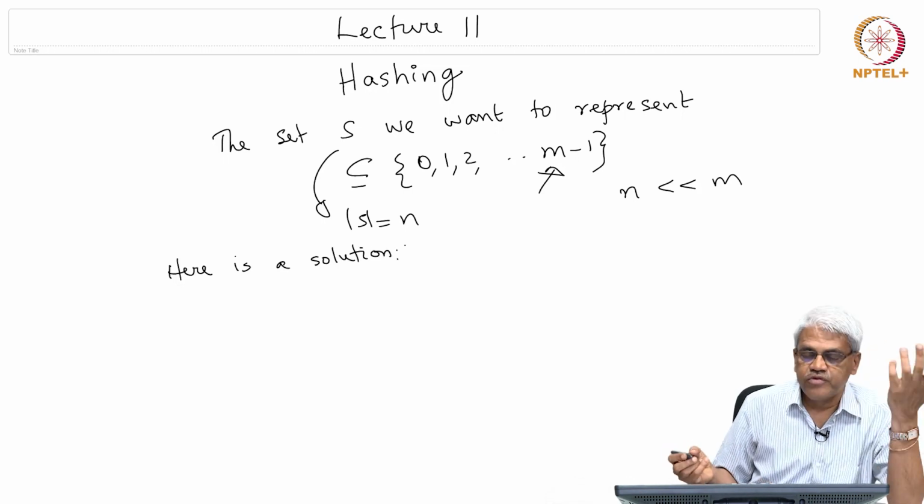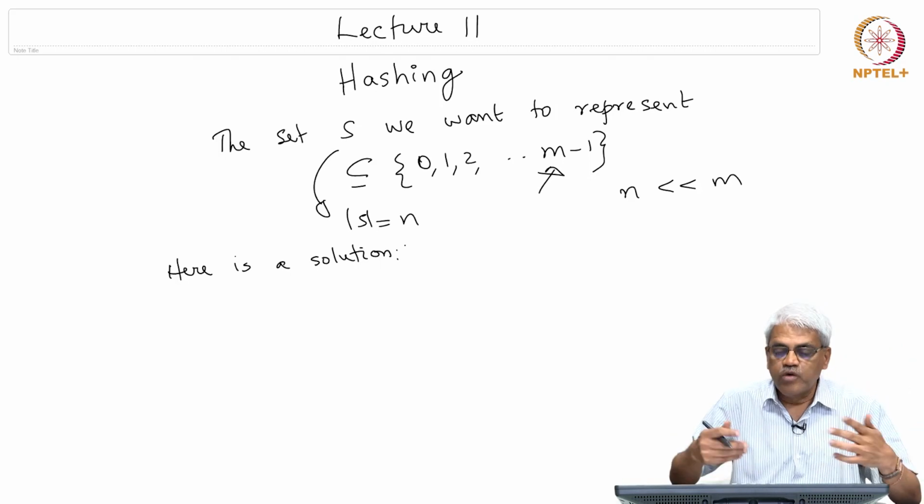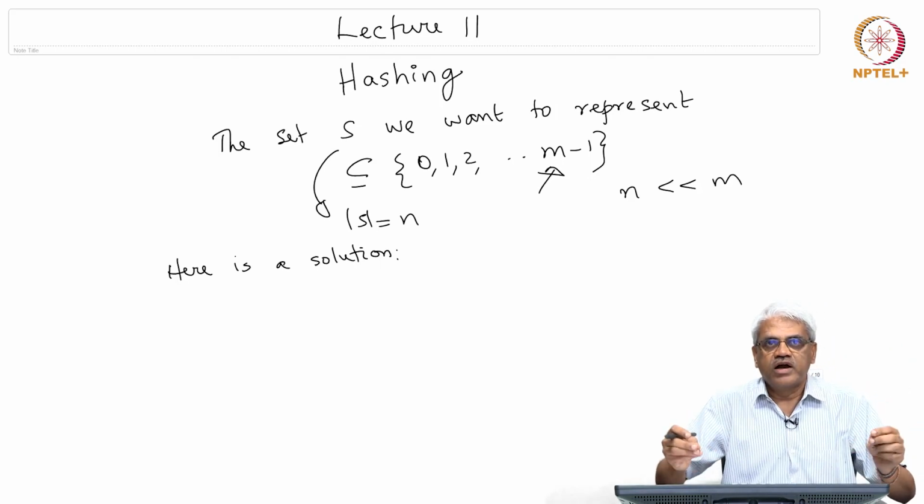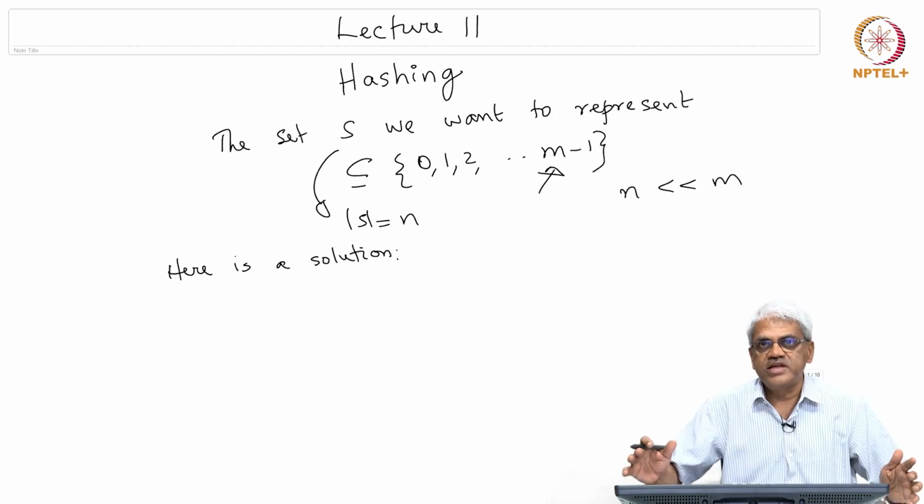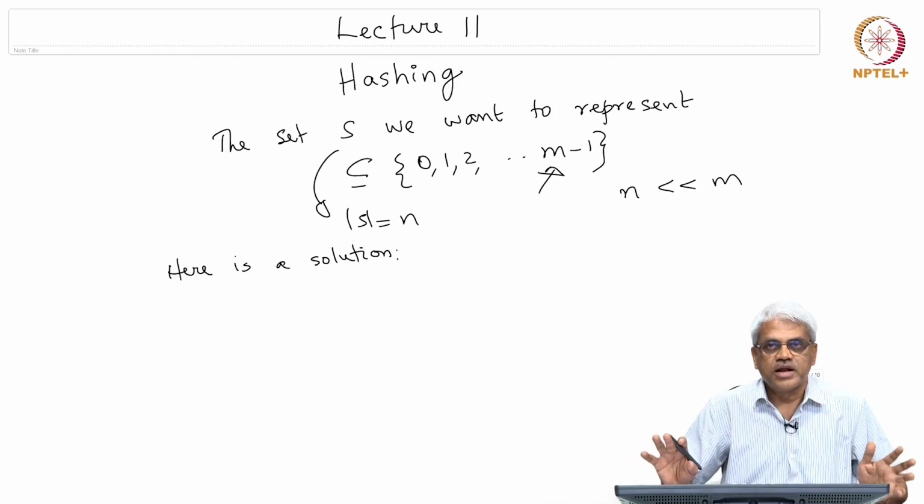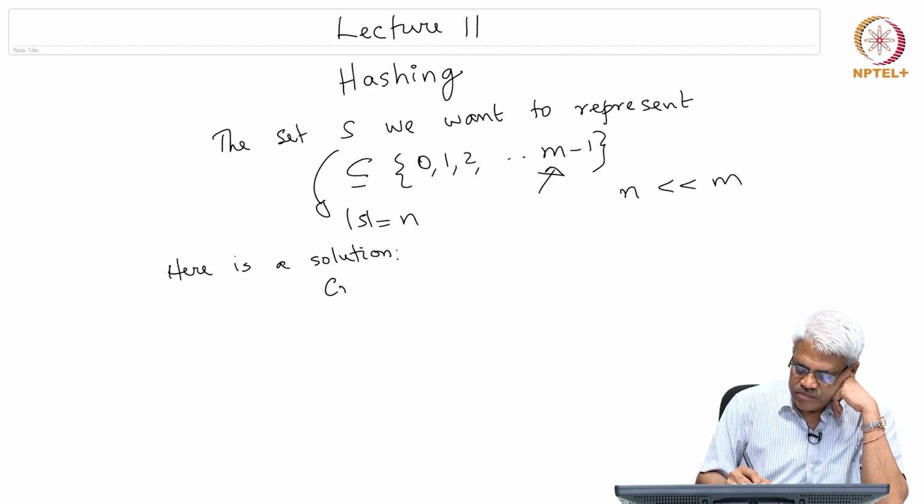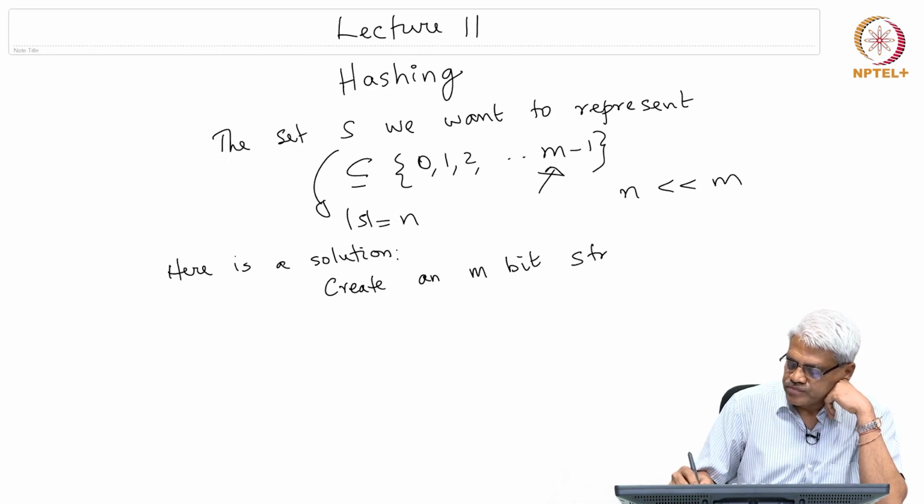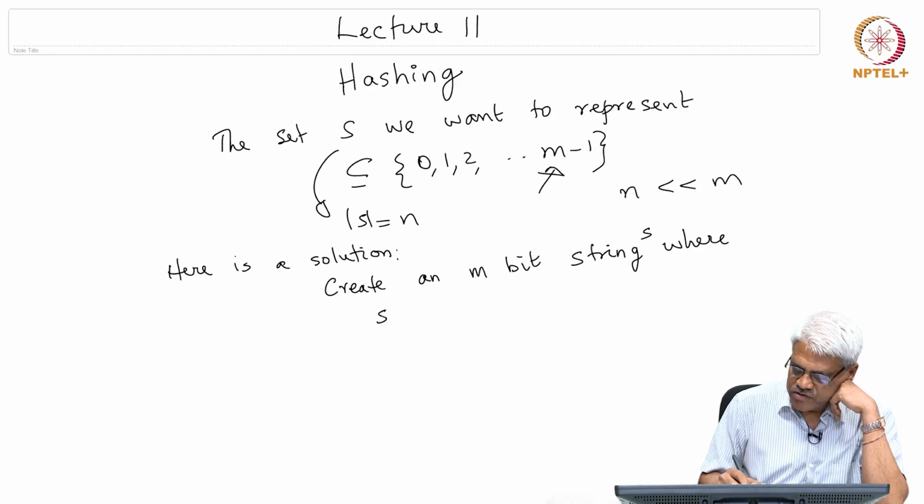So here is the solution. You can think of how you go about doing this in the special situation where I have some range and the values I'm storing are numbers. So create an m bit vector, or m bit string. Let's call this string s, and s of i equals 1 if i is in the set and 0 otherwise.